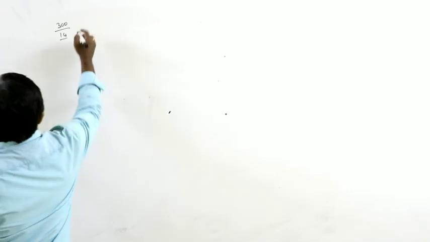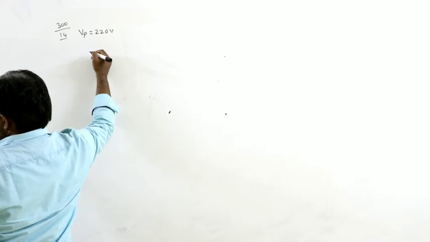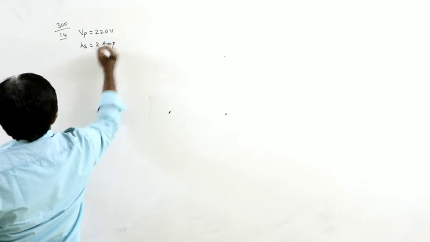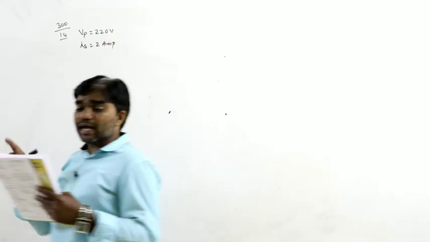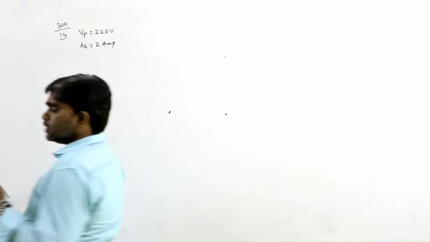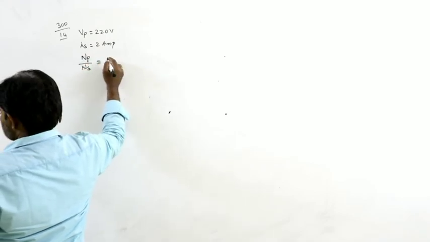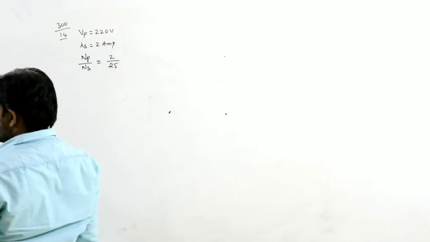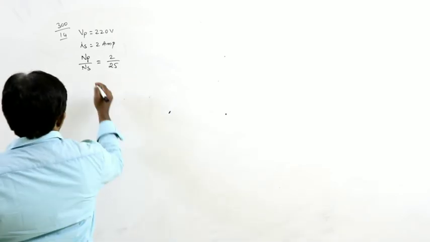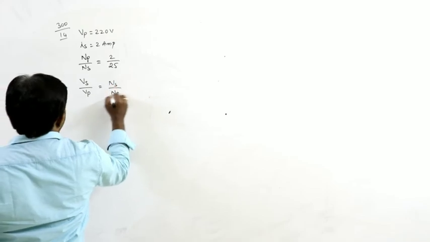Works on 220 volts, that means V primary is equal to 220 volts. 2 amperes current, so I secondary is equal to 2 amperes, to the external resistance. External resistance is a load resistance, that is the secondary. The ratio NP divided by NS is given as 2 by 25. 100% efficiency means output power must equal input power.